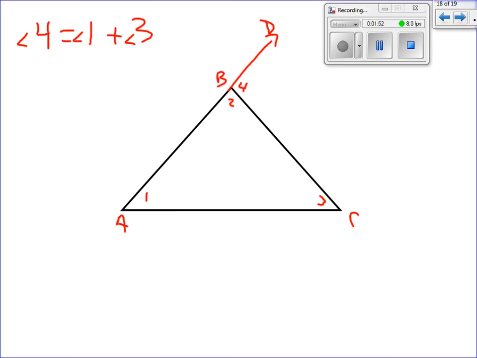So let's draw another one. If I extend line AC to the left, I create angle 5. Angle 5 equals angle 2 plus angle 3, the two non-touching side angles.